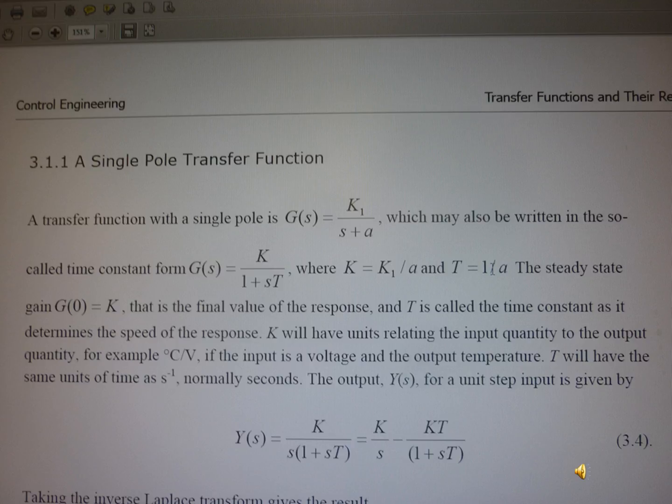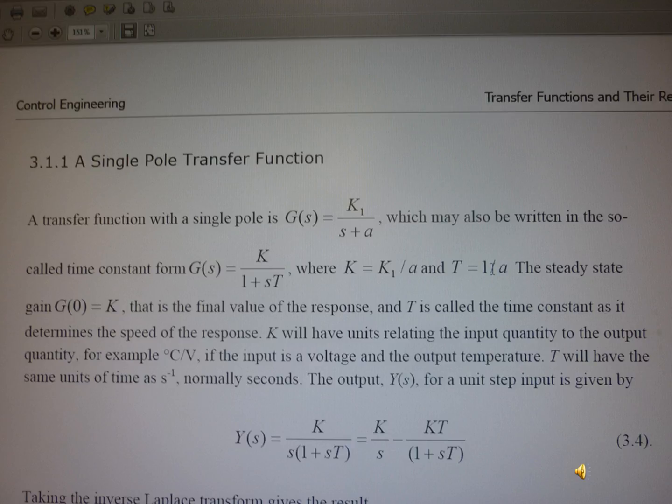So Y(s) is equal to K divided by s multiplied by (1 plus sT), which is also equal to K divided by s minus KT divided by 1 plus sT. So this is the single-pole transfer function equation. Imagine G(s) equals K1 divided by s plus a. Now G(s) is K divided by 1 plus sT, with K as K1 divided by a and T as 1 divided by a.